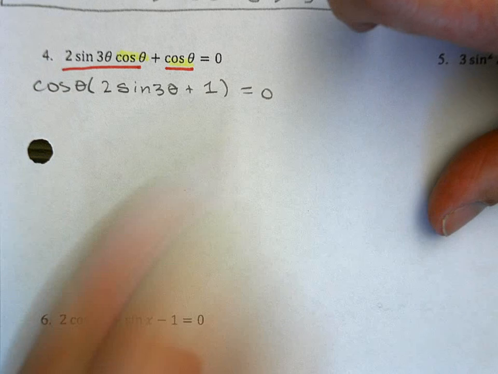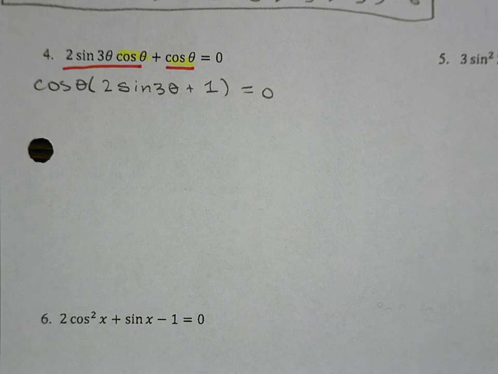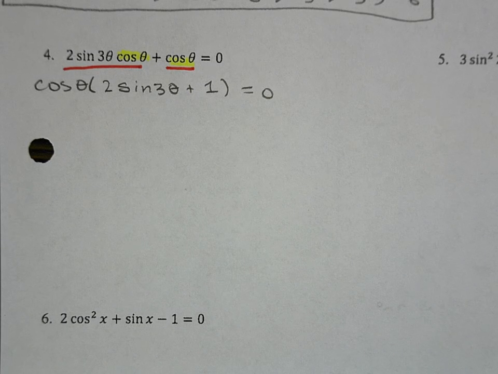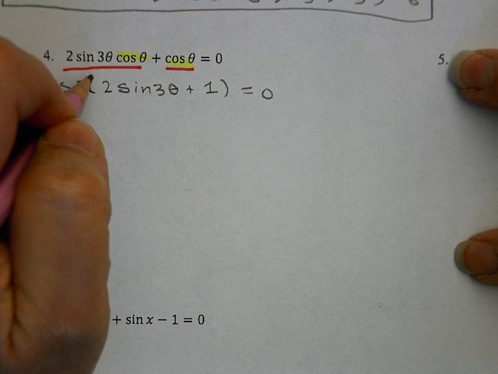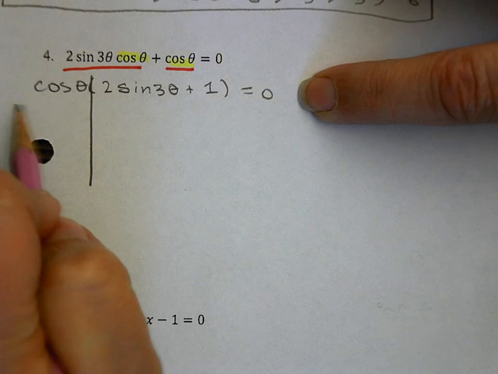And I can factor because it is equal to 0. If this was equal to something other than 0, I would have to add or subtract that term over before I try to factor, right? So always equal to 0, to be able to use the zero product property. Once I have that factored, I can separate my factors and solve independently. So I have cosine theta equal to 0.